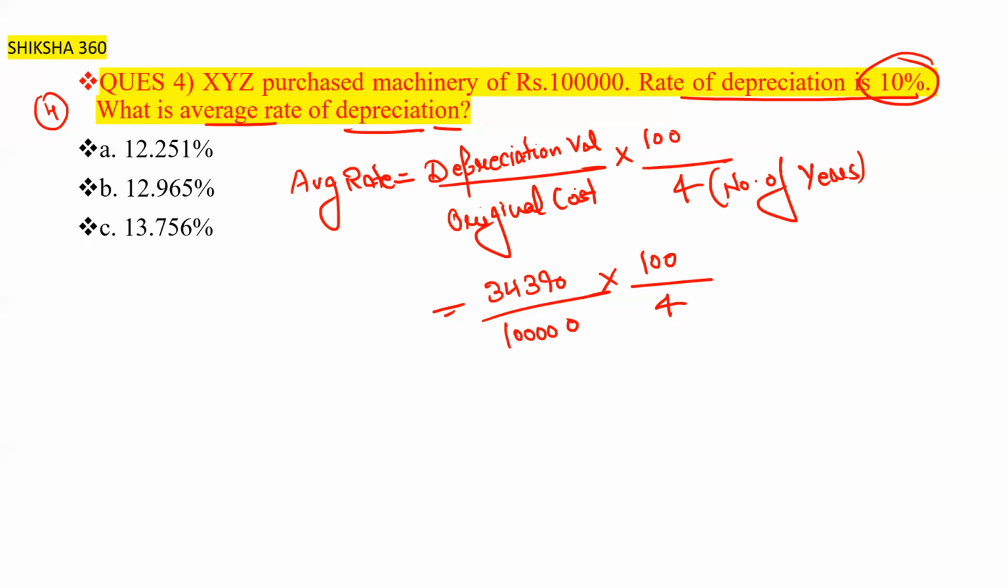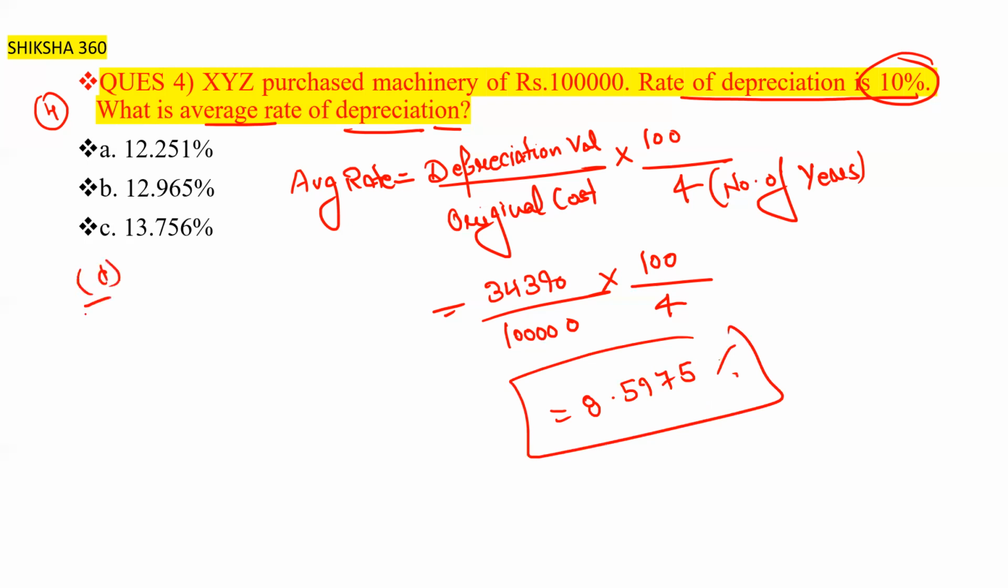So we will approximately get here. I think there is some issue in the question. We will get here that is 8.597%. Clear? So this one is the answer here. Option number D is missing here. Okay. So if at any place I am wrong, you can also tell that.